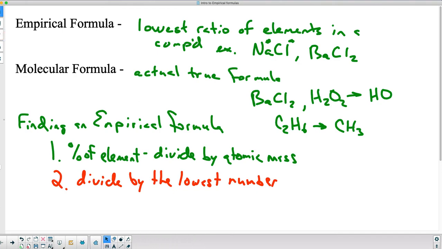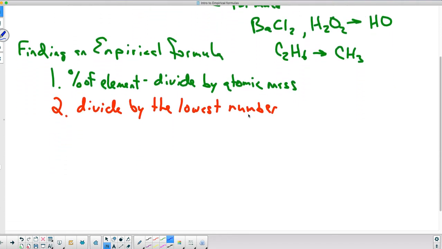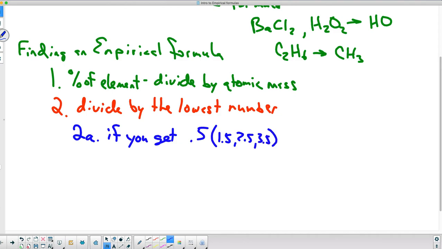Now, here's what I like to do. There's really just 2 basic steps. There is like an addendum, though, like a second part to this, let's call it 2A. Now, if you get some kind of 0.5, whether it be 1.5, 2.5, even 3.5, okay? If you get any kind of 0.5, then you're going to multiply all of them by 2.